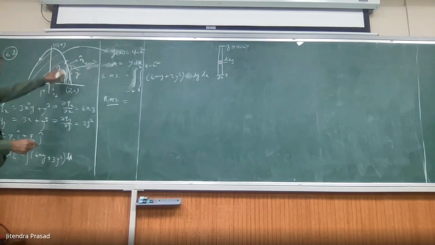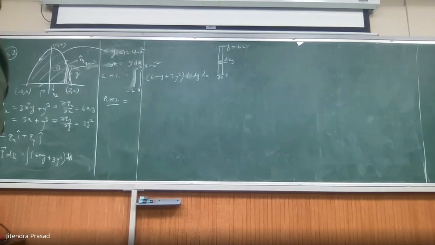So right hand side. Sir, just a second. Sir, if we had put the value of y there directly as 4 minus x square, then we would have taken only dx, right? Or y dx.